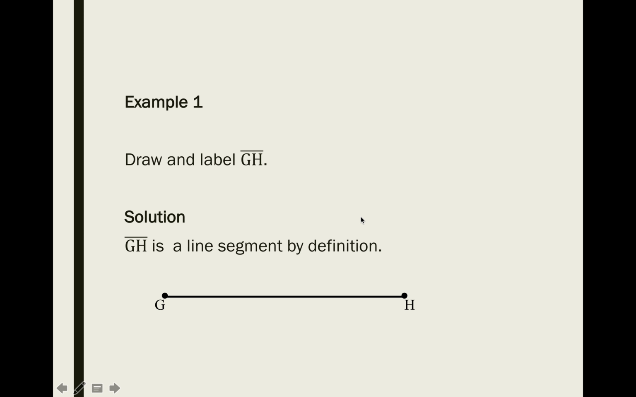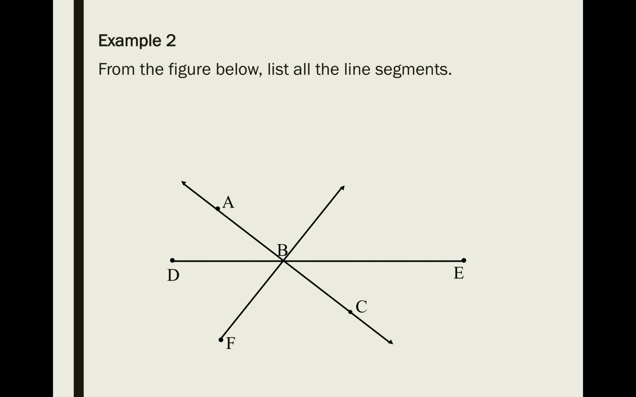There are going to be a couple of examples in this video where you can pause it and try it on your own, or you can keep going and wait till you do your homework in order to practice. So in example 2, from the figure below, list all the line segments. Again, line segments have two endpoints. You can pause the video and see if you can figure it out on your own, or you can continue on with the video. I'm going to pause for a second to give you a choice, and then I'm going to give you all the answers.